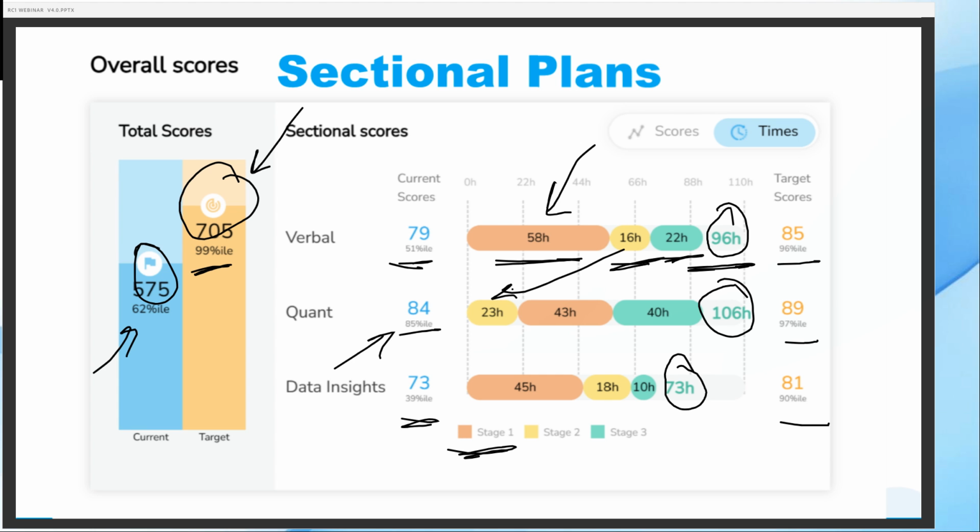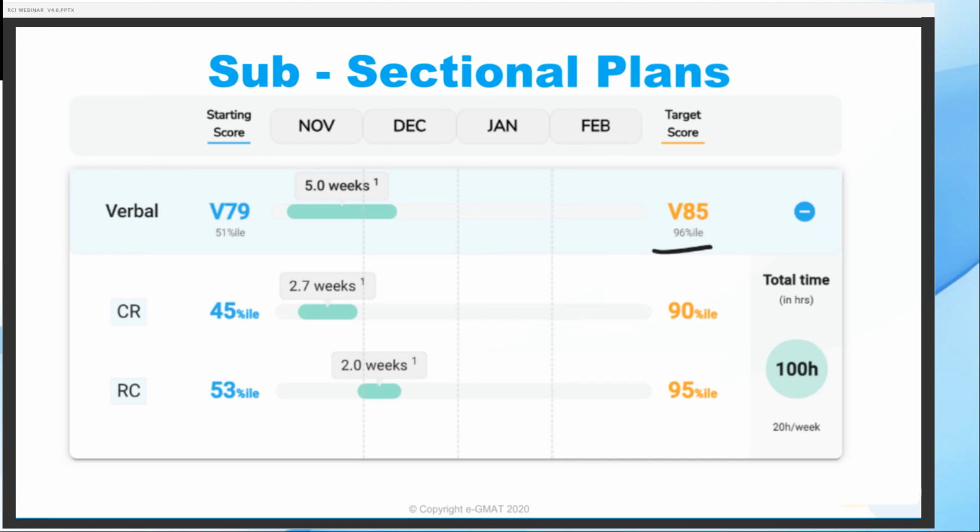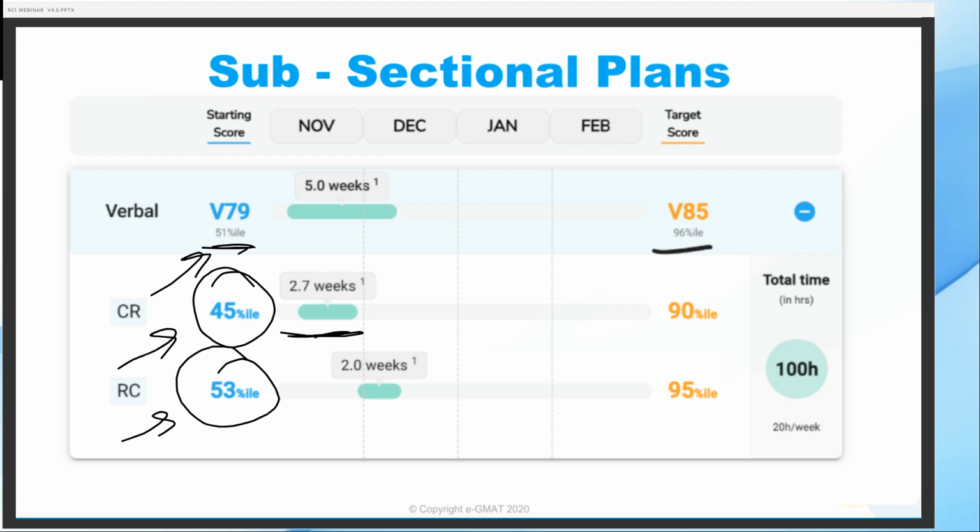Having that map on day 0, day 1 of your prep is really critical so that you can visualize your prep, and we allow you to build that study plan for each individual. If you are an e-GMATer and you've not built it, please go to your study plan section and build it. That should also translate to your subsectional plans. Here, this person is starting at the 51st percentile in verbal, composed of the 45th percentile in CR and the 53rd percentile in RC. They'll spend 2.7 weeks improving CR to the 90th percentile and about 2 weeks improving RC to the 95th percentile or so. All of this is about 100 hours of effort, or about 20 hours per week or so.